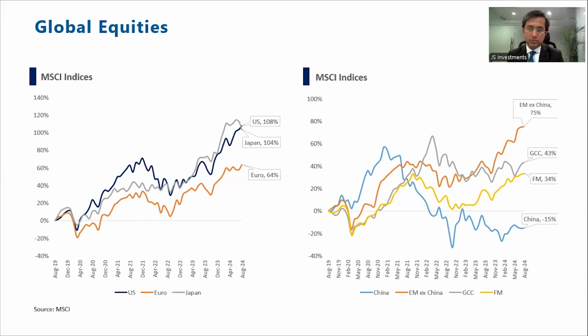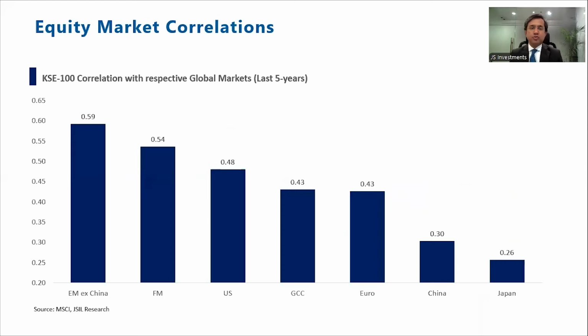And even if you compare Euro 64% returns, it comes much higher than the frontier markets and the GCC markets. Over here, we have shown equity market correlations, basically our own KSE-100 correlation with these global markets for the last 5 years. Interestingly, you could see that ours is most correlated with the emerging markets ex-China, and the next comes frontier market, and then it's US. The correlation is the lowest with Japan, at almost 0.26. With China it is around 0.3.